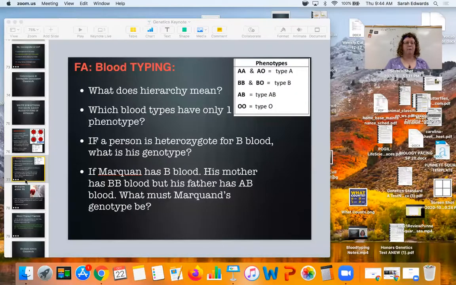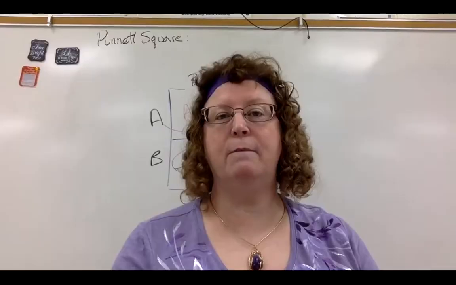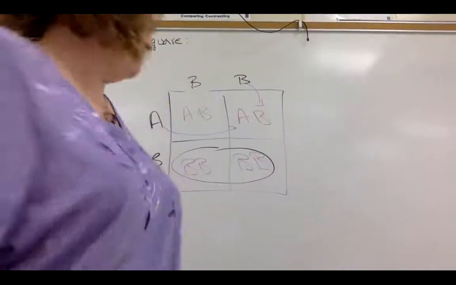Okay, so that's your first Punnett square. So now let's go back and let's look at this one. So Seth is heterozygous A blood. And Julie is AB blood. Okay, so Seth is heterozygous A, and I'm going to stop sharing my screen again so y'all can see.